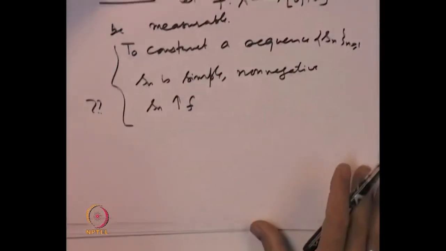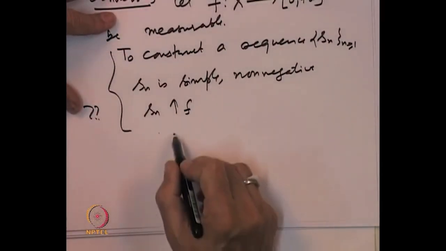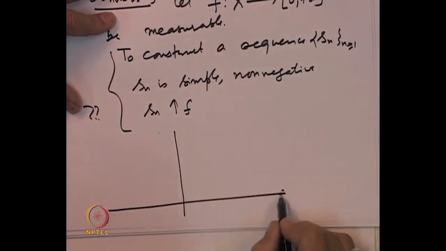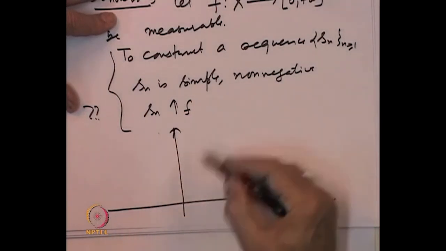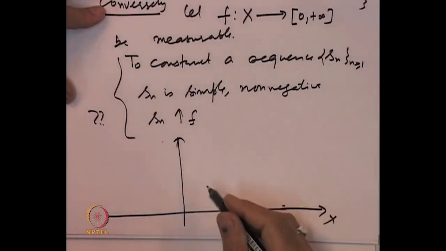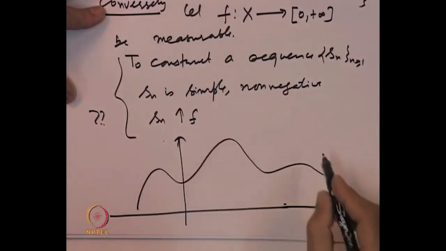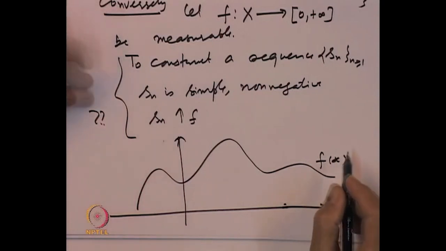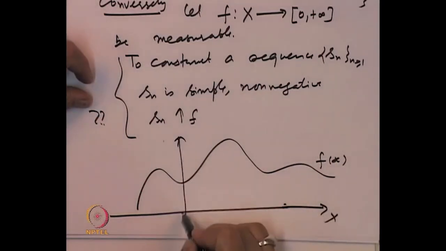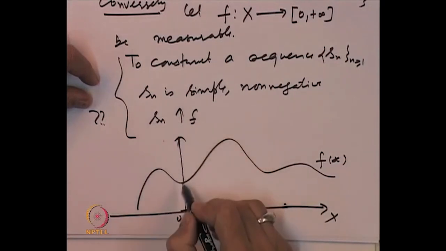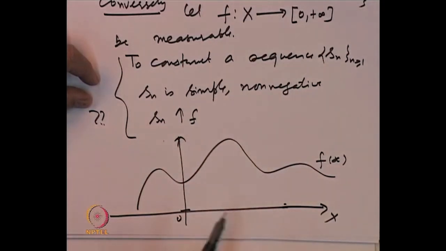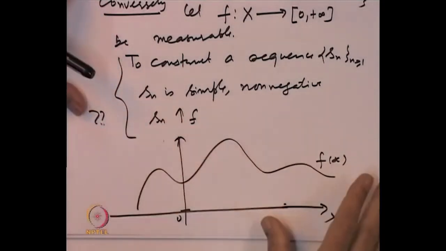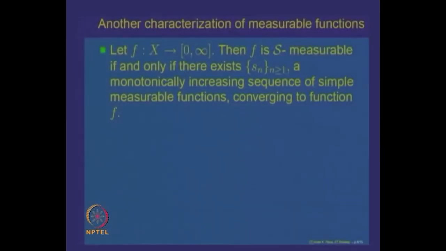So, here let us draw a picture of the function. This is the x axis, and this is the values, the real numbers; they are all non-negative, so the graph is going to be above the x axis. This is going to be the graph of the function f of x, and the range of the function is a subset of 0 to infinity. So, what we are going to do is partition the range first into smaller intervals. To do that, let me draw a picture on a slightly bigger piece, so that we are able to look at it.